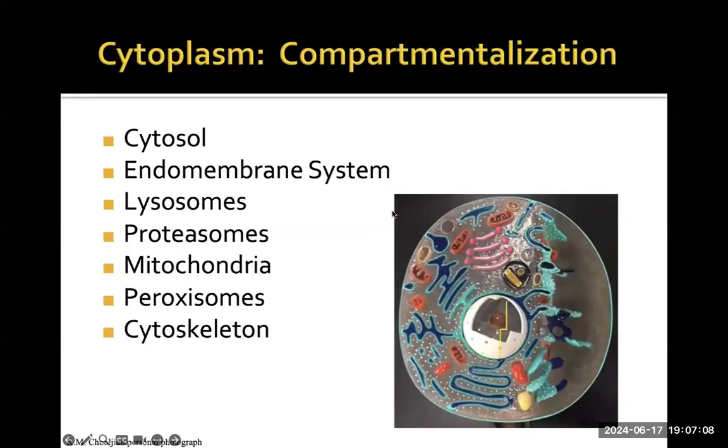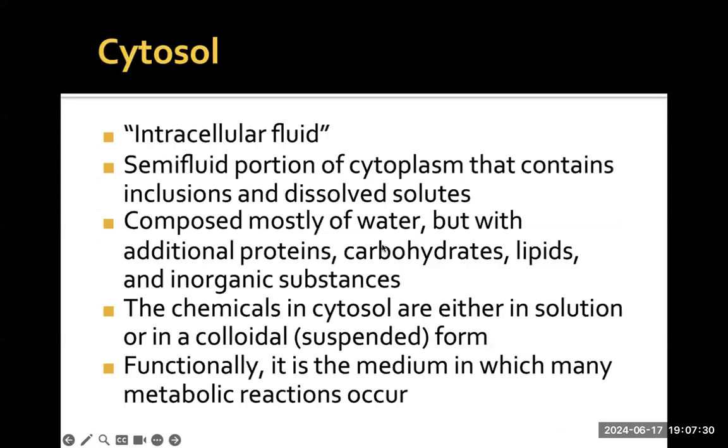So the cytoplasm has different compartments, right? You have the cytosol, which is the liquid portion of the cell. So it'd be like that clear stuff right there. Then you have an endomembrane system, which is stuff on the inside. You have lysosomes, proteasomes, mitochondria, peroxisomes, and then parts of the cytoskeleton, which help retain the structure of the cell.